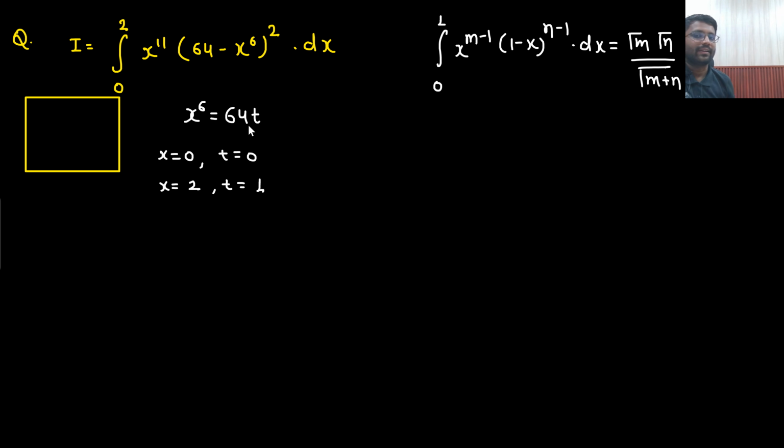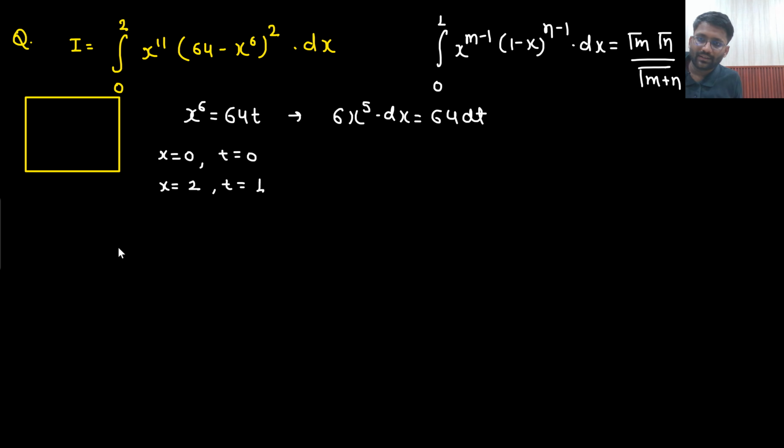Is that clear to you or not? Absolutely, sir, completely clear. Now the things are straightforward for me. Right? This first step is important. If you are able to write down this first step, then your job would be done. So let's see next what we can do. If I do the differentiation, this will become 6 into x to the power 5 dx, which equals 64 dt.